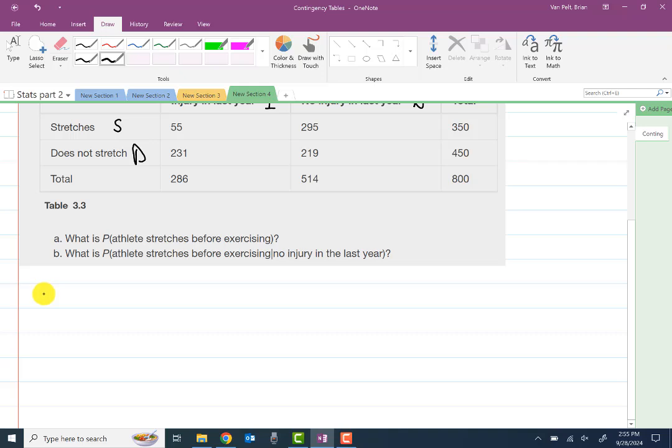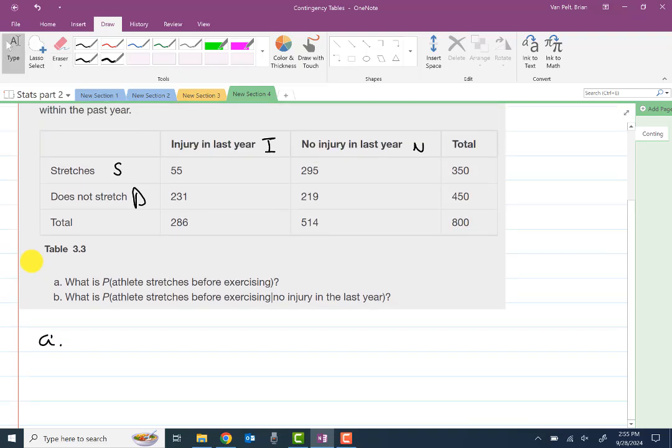So part A, what is the probability the athlete stretches before exercising? So all they are asking us is, what is the probability of S? The row of stretches totals up to 350 out of a total of 800. And I'll just leave it like that. There's no reason to put a decimal if I'm not going to do something with it.